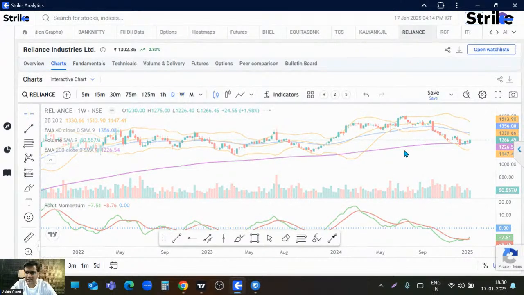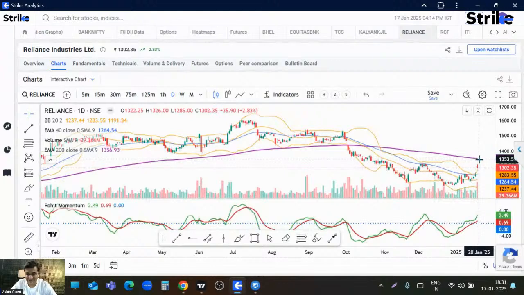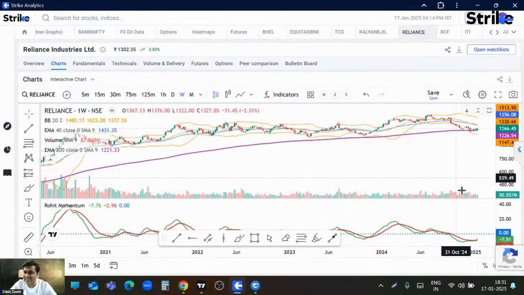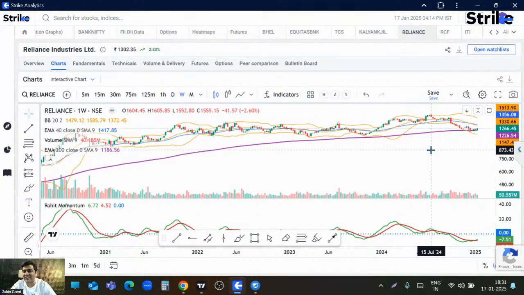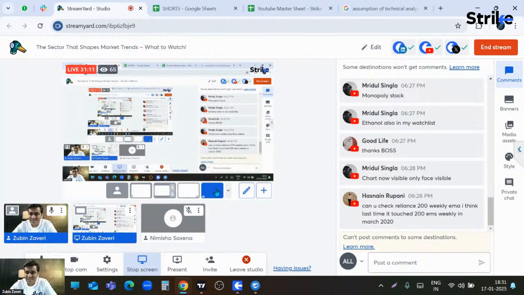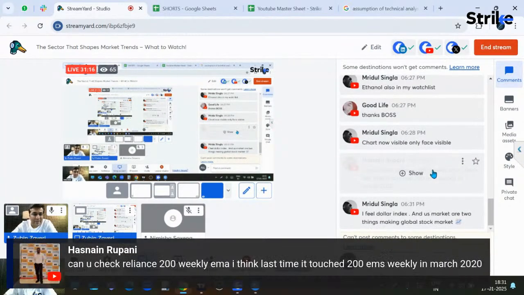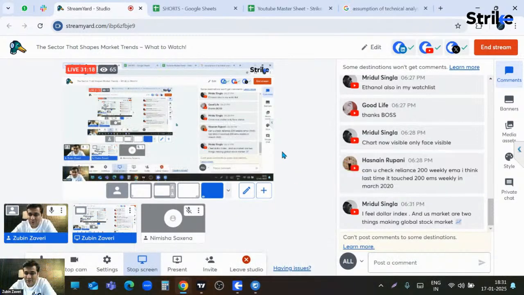And what's the scene on the daily chart? On the daily chart, the same 200 EMA will act like a resistance also. Yeah, so that is coming at 1356, and weekly EMA is coming at 1226. So 1326 and 1226, a 100 point difference, Hasnain Rupani ji. So that 100 point difference is the area in which Reliance is trading in between.